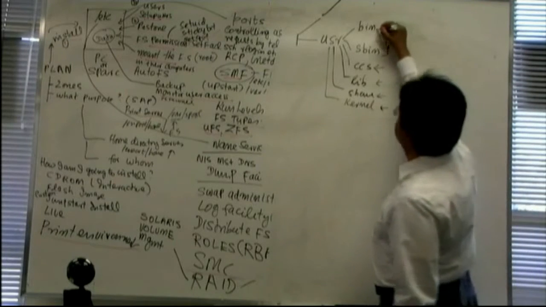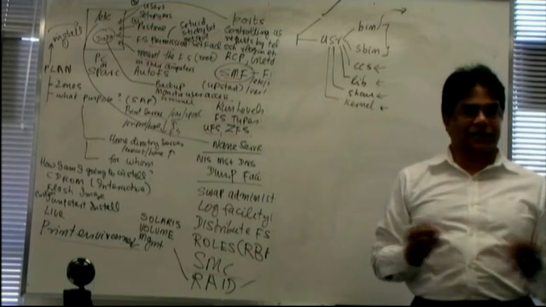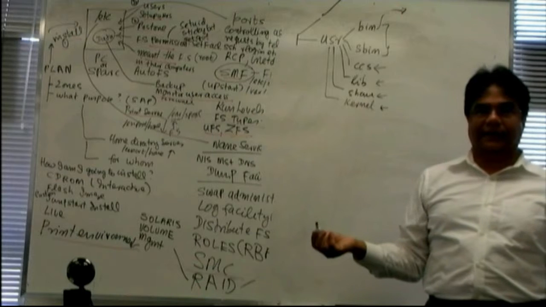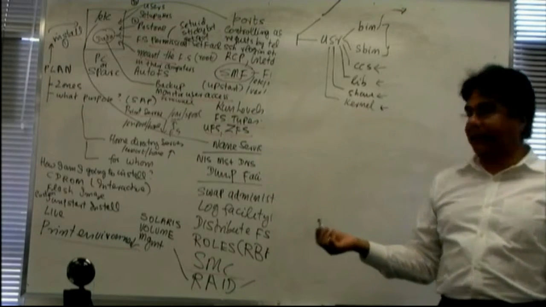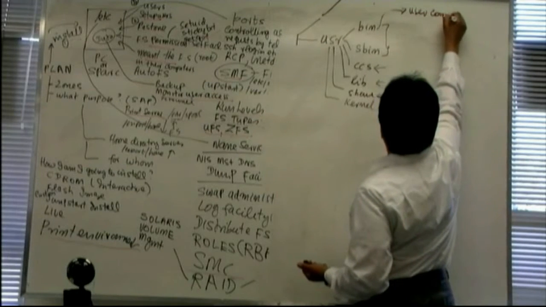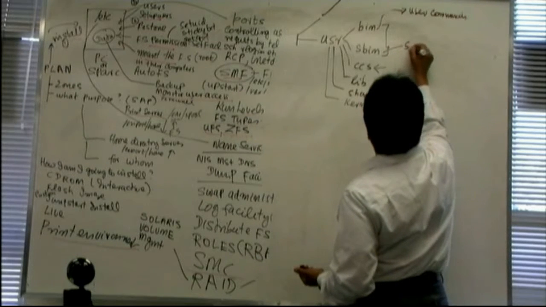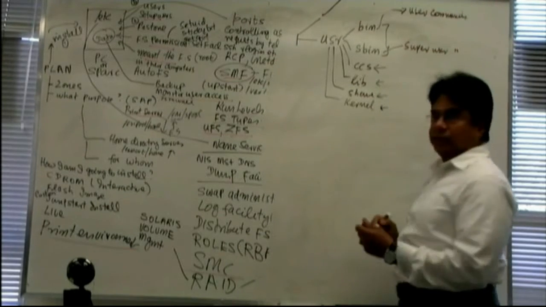So what information is in bin? User commands. A command used by a user, right? Can it be used by a super user also? Yeah, it can be. So user commands mainly. sbin is system, super user. The commands used by the super user.